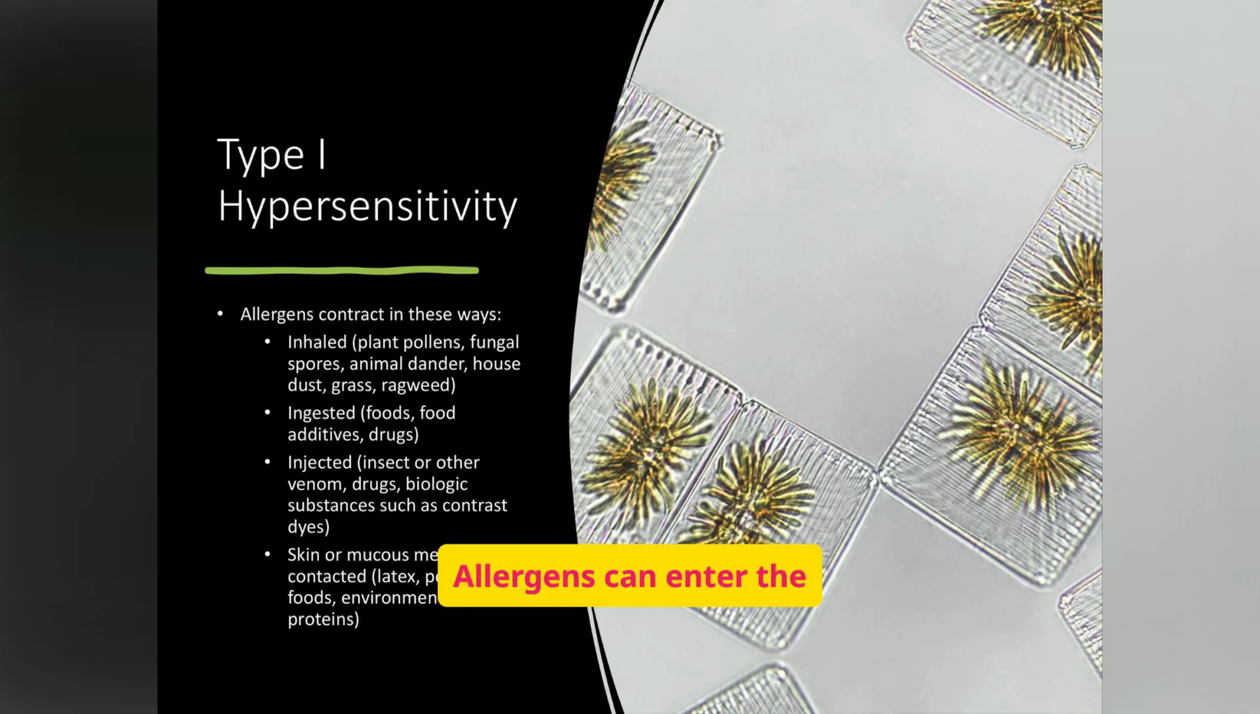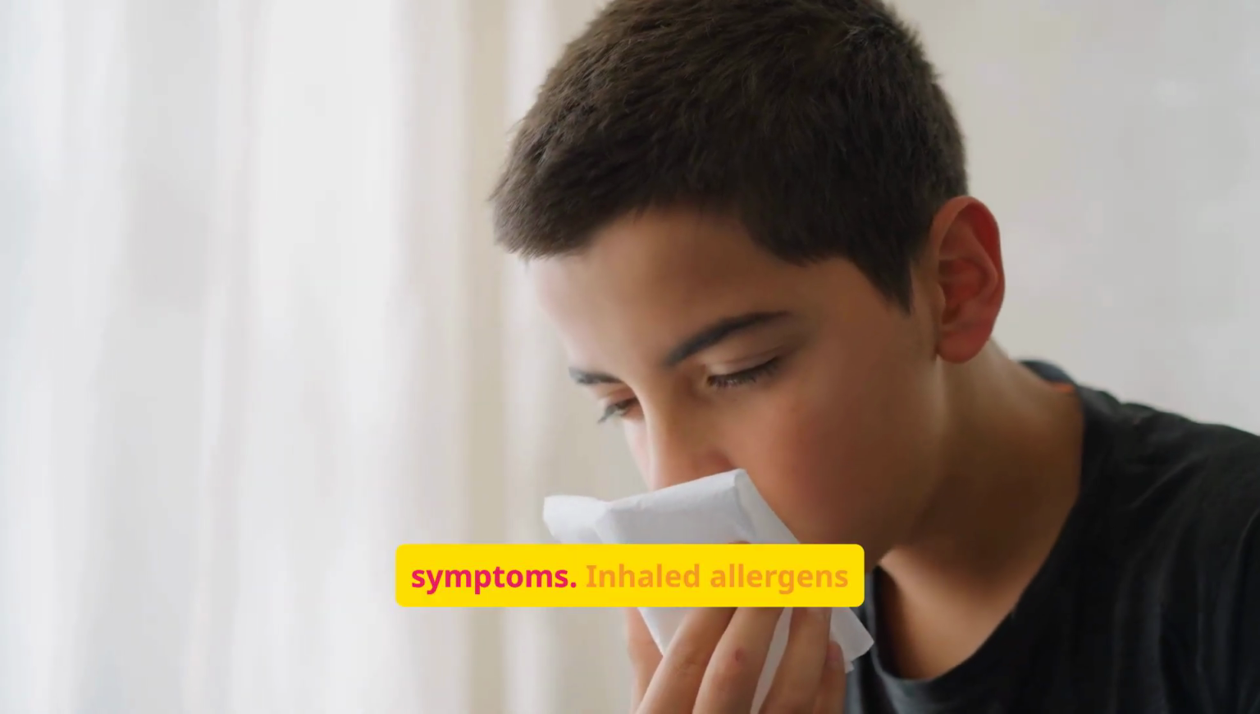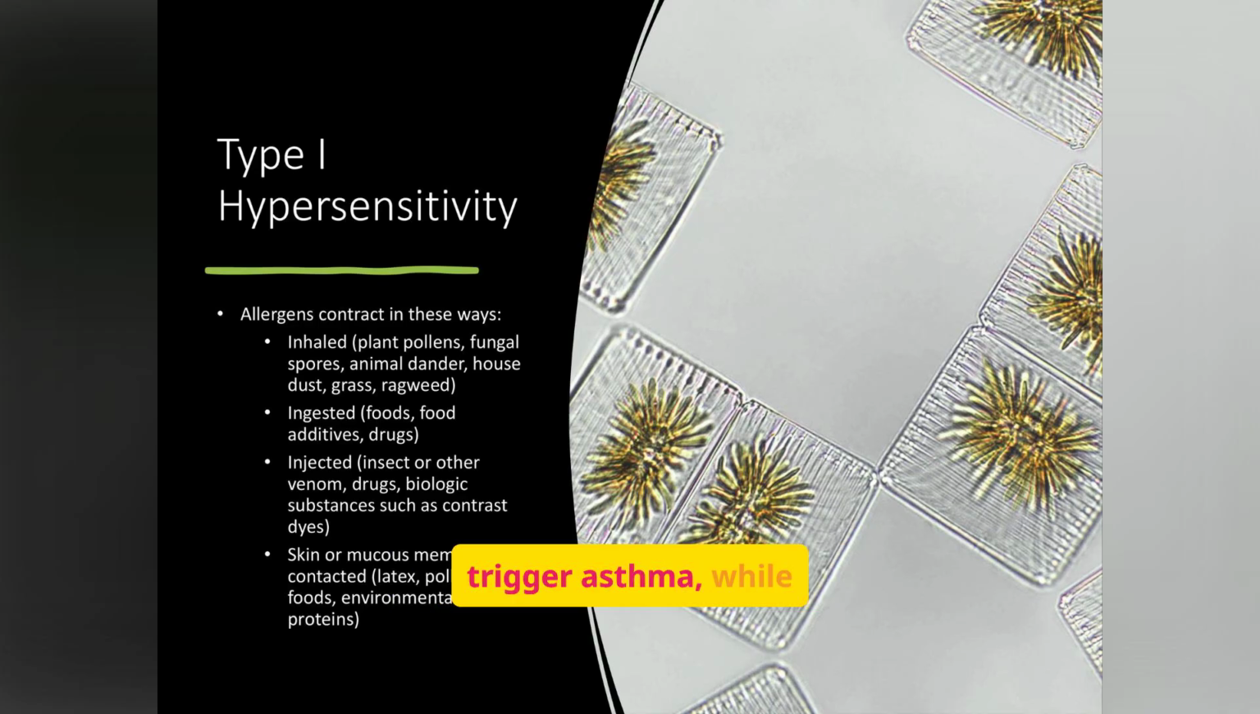Allergens can enter the body through various routes: inhalation, ingestion, injection, or contact with skin or mucous membranes. Common allergens include plant pollens, foods, drugs, and latex. Knowing the route of entry helps predict symptoms. Inhaled allergens trigger asthma, while ingested ones may lead to hives or GI upset.